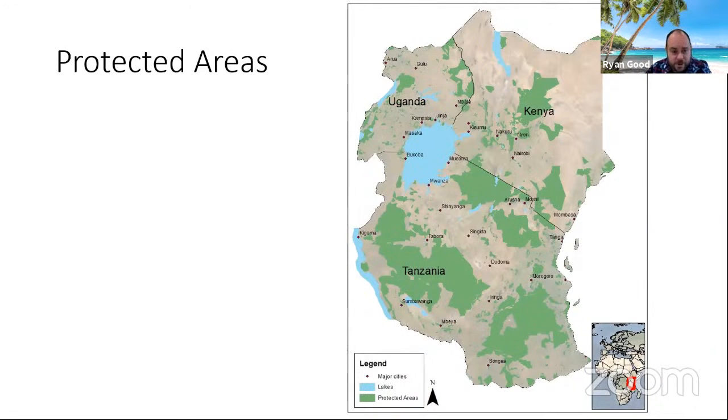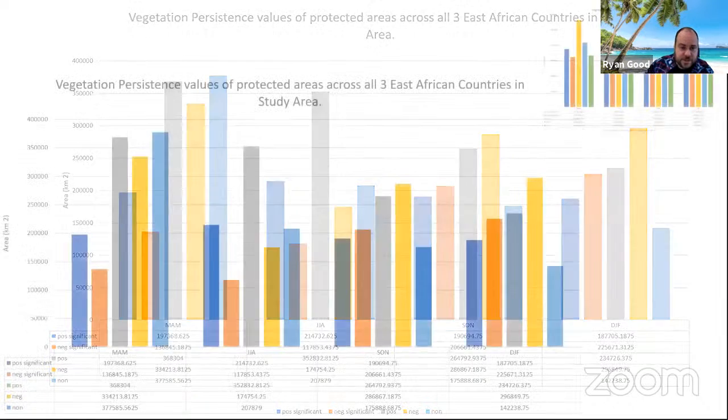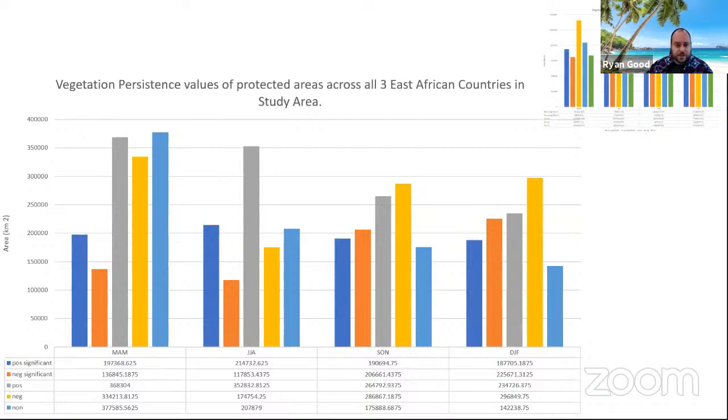So this is a map of where all of the land that is protected in some form in East Africa occurs. And if we look at the persistence graph, it looks much more centralized than the original one did. Just for the sake of comparison, there's the original one in the corner. There's notably less difference between negative and positive, even in December, January, February. And in other seasons, there's much more positive persistence than there is negative persistence.